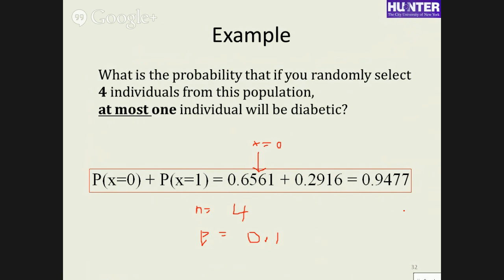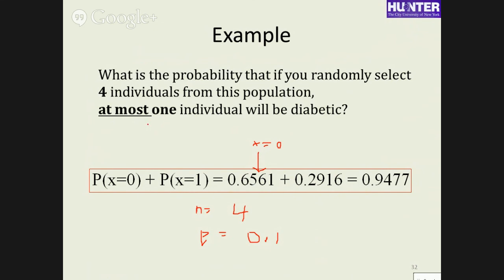Suppose you wanted to do it the other way. Suppose you want to say success is not having diabetes. Can you think about how you would approach the problem differently? Suppose you wanted still the same answer. I can tell you that you can get 0.9 if a success is not having diabetes.